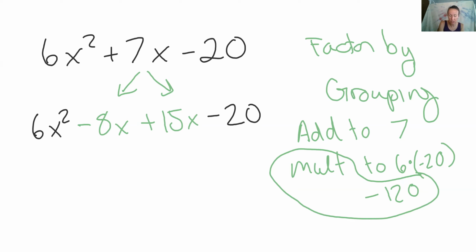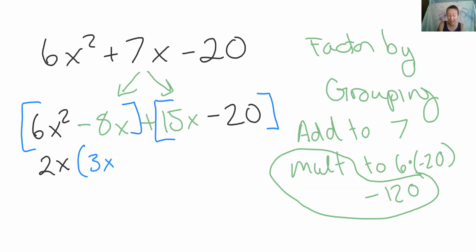So now we are just going to look at our first two terms and factor those, and then look at our second two terms and factor those. Okay, 6x squared and -8x both share a factor of 2x. So we can factor 2x out, and we're left with 3x minus 4. And then over here, our 15x and our -20 both share a factor of 5. So we can factor that 5 out, and we're left with a 3x and a -4.